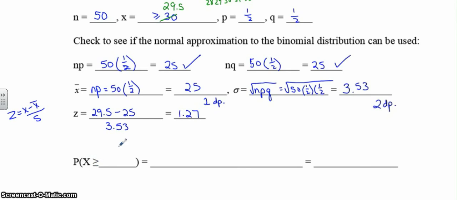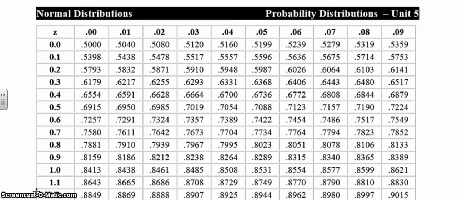So the probability of being greater than 30 is, because it's greater than, remember we need to take the number from the standard normal table and subtract it from 1. So using the z-score of 1.27, here is 1.2, and here is the 0.07.